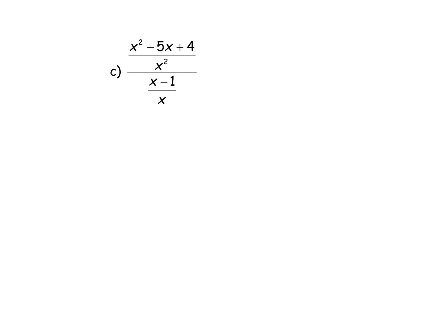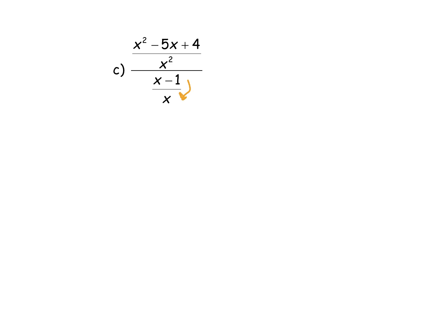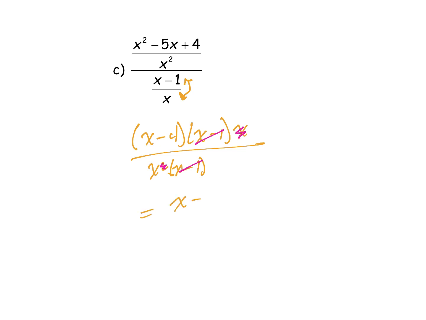Awesome. Same thing with this one, right? I'm going to flip the second one here. And I've got, what do I have? X minus 4 times x minus 1 times x all over x squared times x minus 1. So the x minus 1's will go away. One of the x's go away. So I'm going to get left with x minus 4 divided by x.